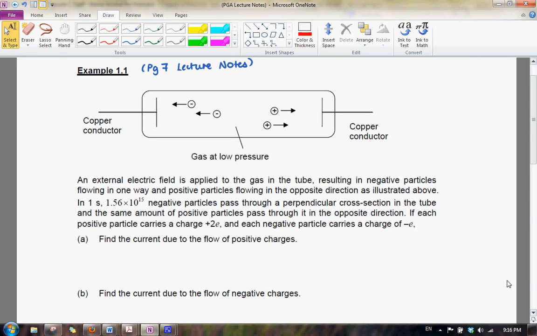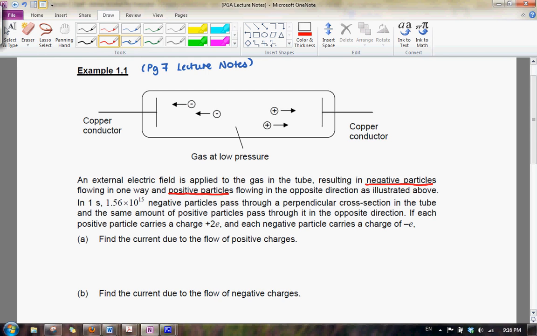Let us look at example 1 of 1.1, page 7 of our lecture notes. In this question, you have a gas in a tube in which an external electric field is being applied to it, and this results in both negative and positive particles flowing in the tube. The negative particles flow in one way, and the positive particles flow in the opposite direction.